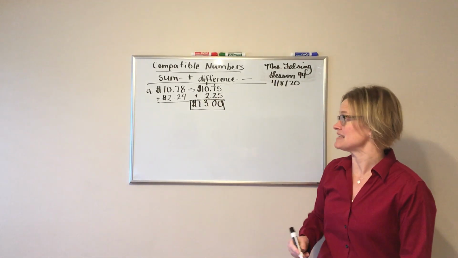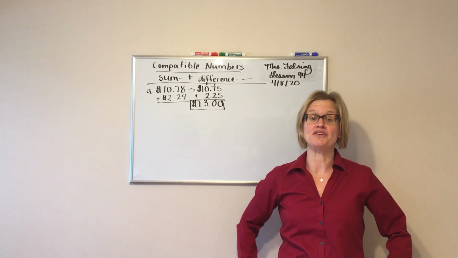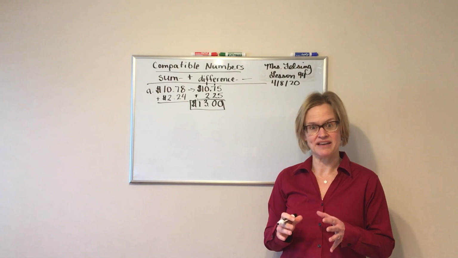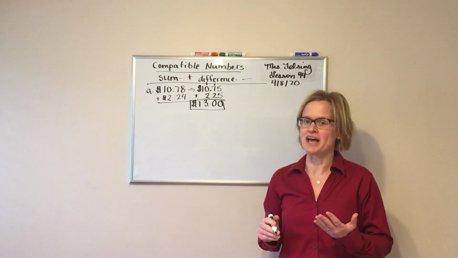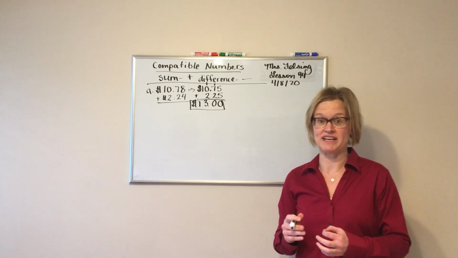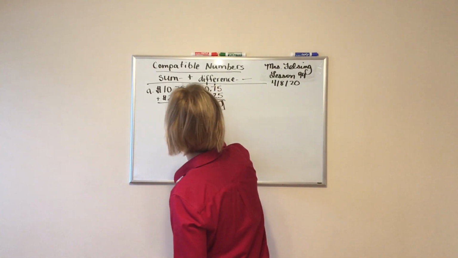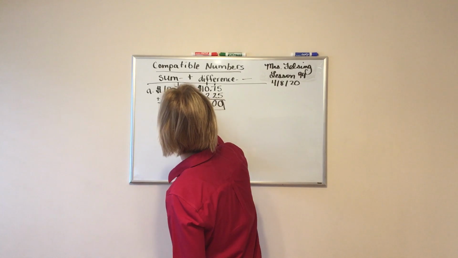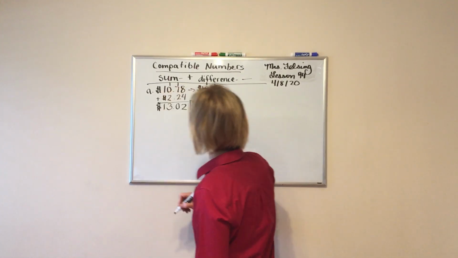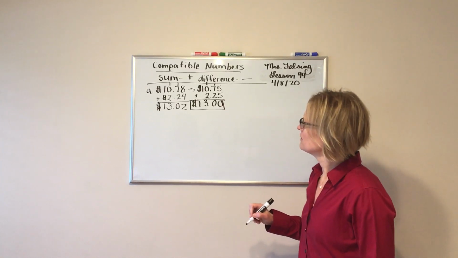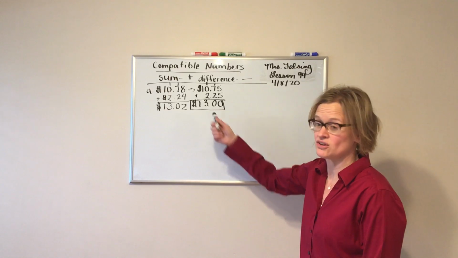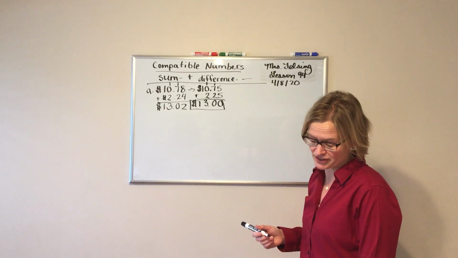That would be an example of using compatible numbers. We're trying to add them together in an easier way, so that we can do it somewhat in our head and get very, very close to the actual answer. If I were to add the original numbers together, this would be $13.02. So we are very close with that answer. So that's what we're looking for.